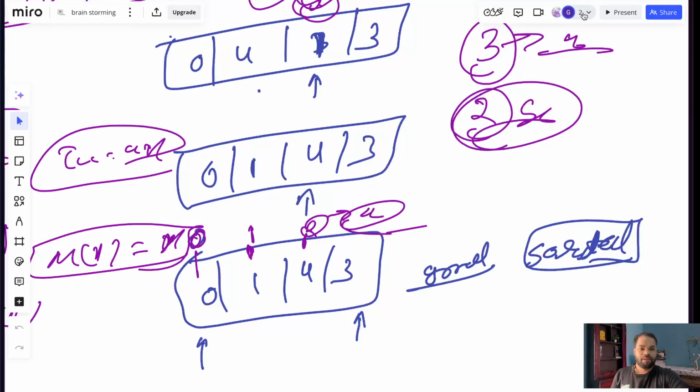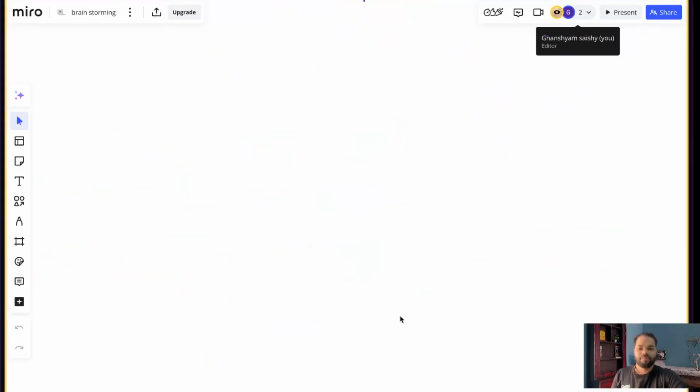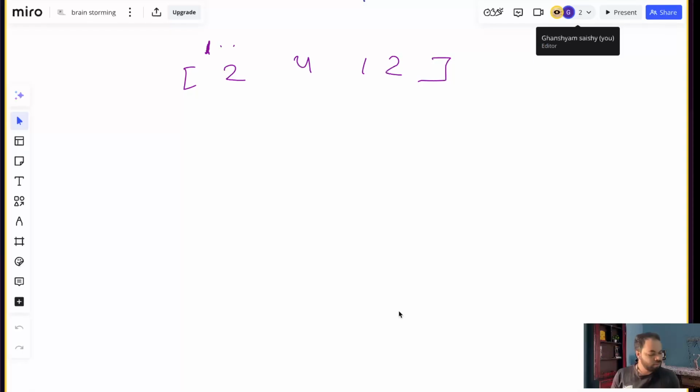Okay, let me just follow along. Okay, now cool. So earlier what I did is I created a new array, and at its indexes I was pushing the num values. If you see here, we have 2, 4, 1, 2, right?